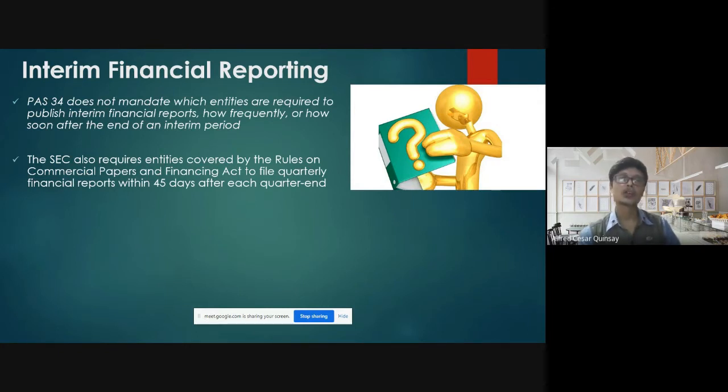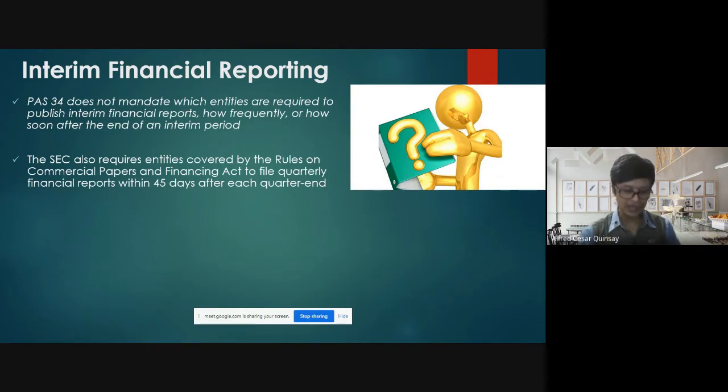The SEC also requires entities covered by the rules on commercial papers and the Financing Act to file. Okay. Bakit? Kasi mga public entities ito. So, kumbaga, ini-encourage sila to at least be more transparent to their investors, no? Parang para na-update yung mga investors nila.